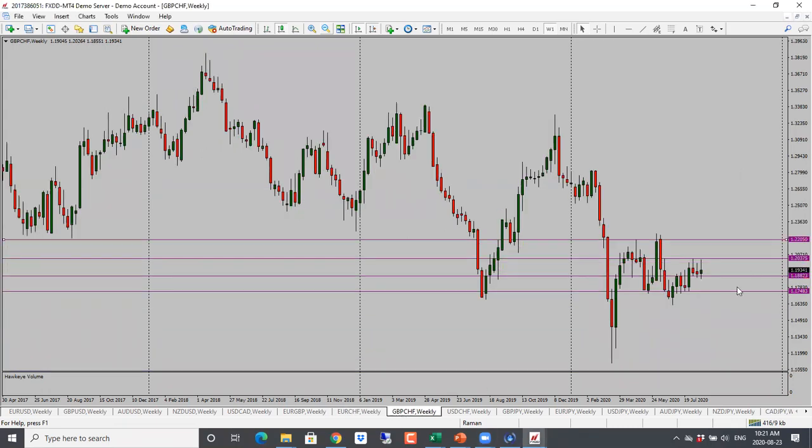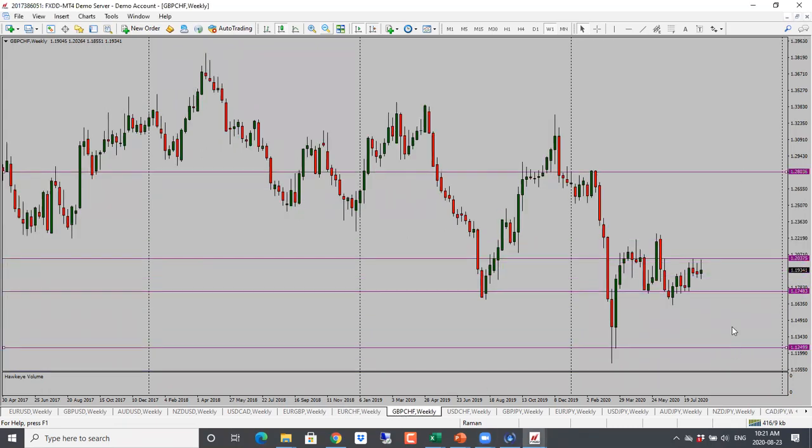Pound Swiss franc, we see that this one is also stuck in a range over the last few weeks. This is the range it has established here. So this is common for summer months here. A lot of times we see lower liquidity, and so prices either move a lot or they don't move at all. So right now we're seeing a lot of range bound trading here. So rejection of the high, which means we may see a drop back towards the support level.